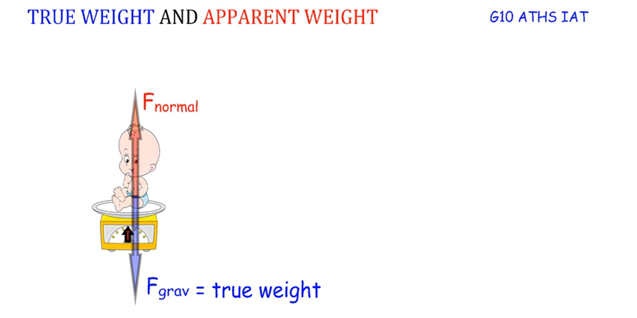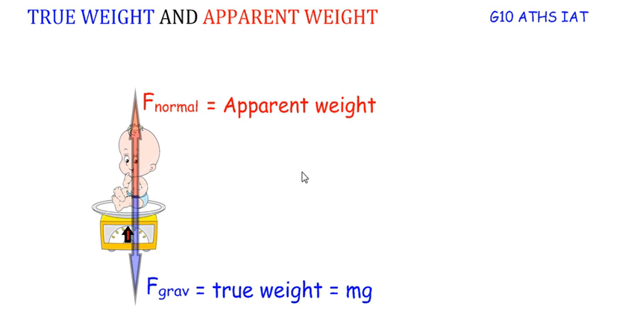The pull of the earth on the baby is known as the true weight. The gravitational force, or true weight, is always constant. It can be found by multiplying the mass with g. The push of the weight scale on the baby, otherwise known as the normal force, is the apparent weight. The baby feels the weight because of the push it feels upwards from the weighing scale.